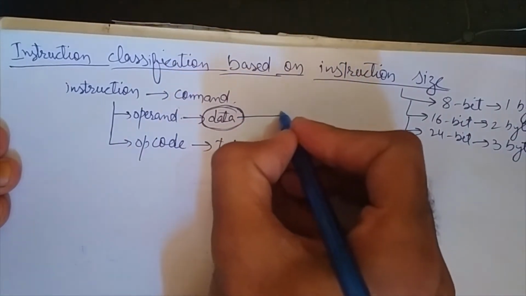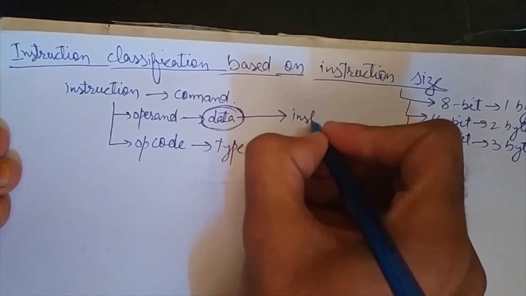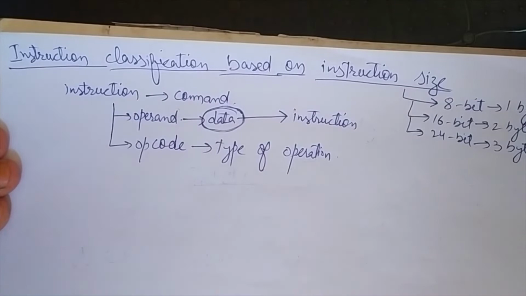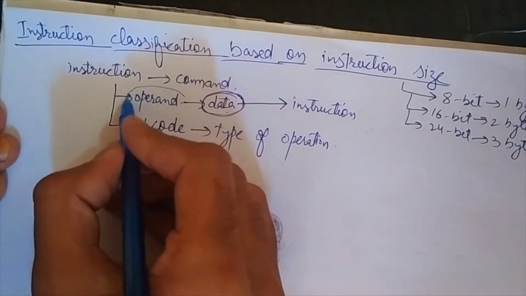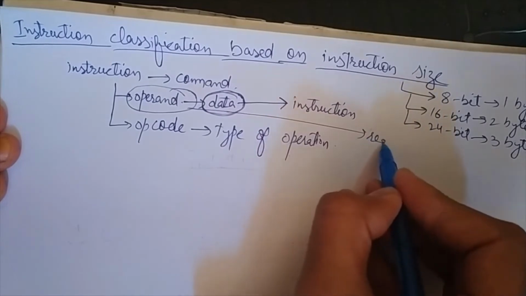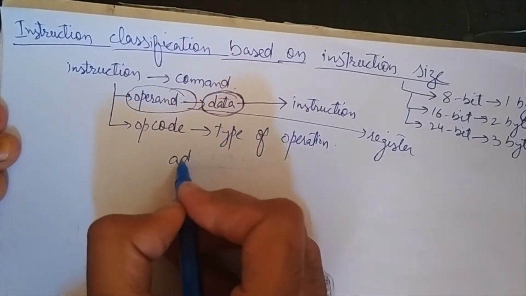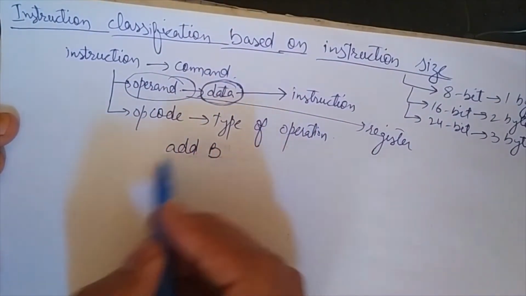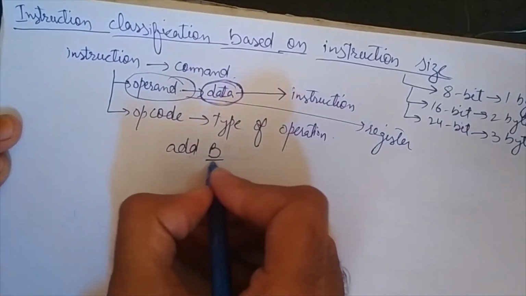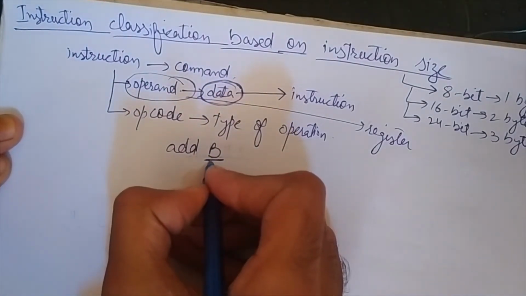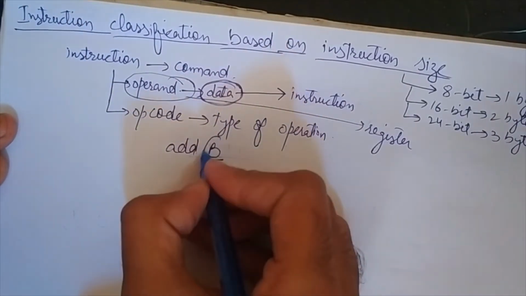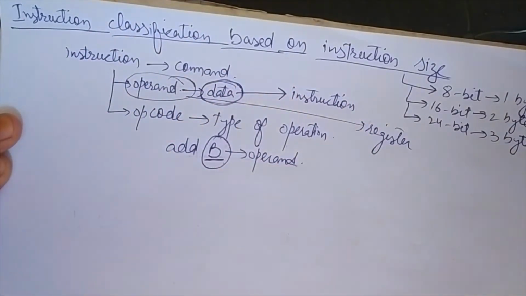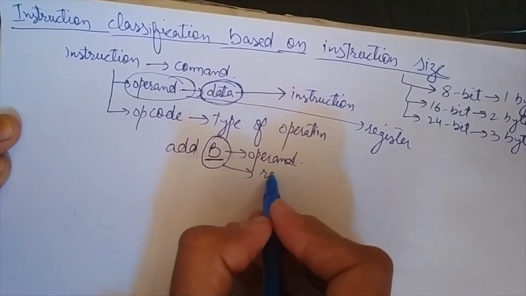There are different mechanisms by which an operand is specified in an instruction, or we can say by which data is specified in the instruction. For example, the operand may be specified as a register. Let's say this is an instruction: ADD B. This is an assembly instruction of the 8085 microprocessor which says add the contents of B to the accumulator and store the result in the accumulator. So here the operand is B, or we can say B contains the data, and this operand is specified in the form of a register.